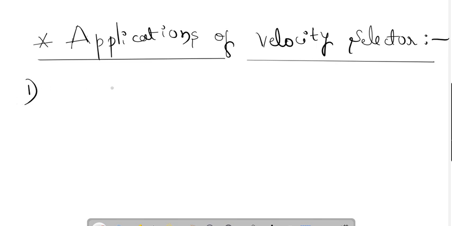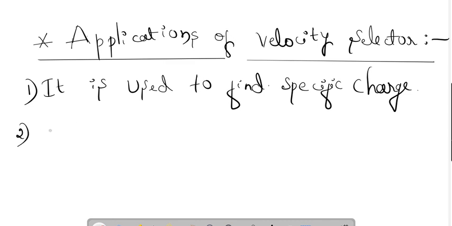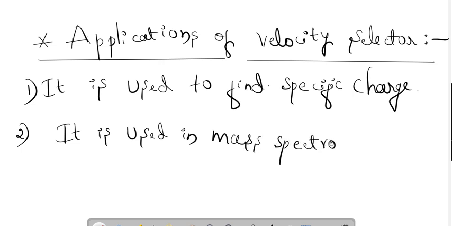First, the velocity selector is used to find specific charge, please note it down. And also it is used in the mass spectrometer. So this is all about the important concept of velocity selector.